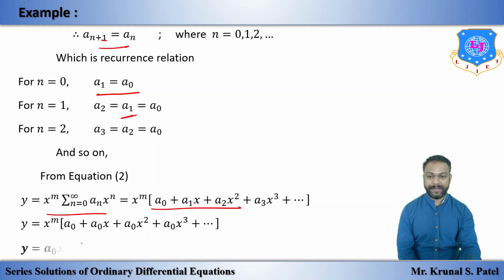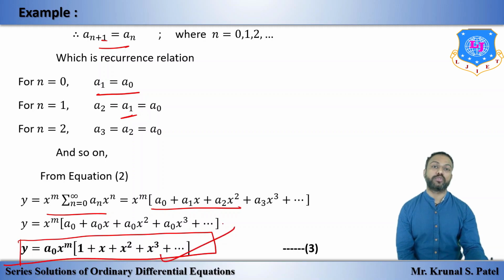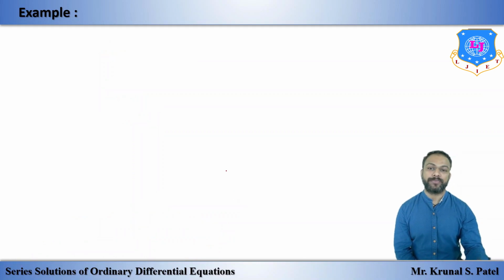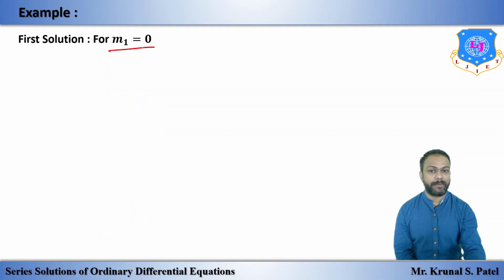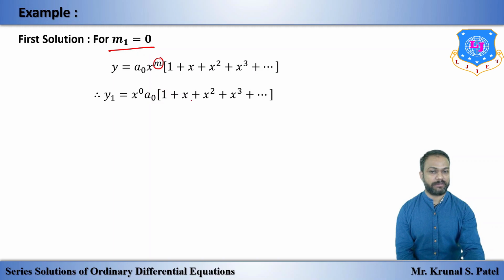So we have the entire y after taking this. Now we will use this y to find two different solutions, first solution and second solution, that means y1 and y2. So the first solution is just by putting m1 is equal to 0 as in case number 1. So y is equal to a0 x to the m is our last answer, and we'll put m1 is equal to 0 here. So x to the 0 becomes 1, so we have a0 times this.